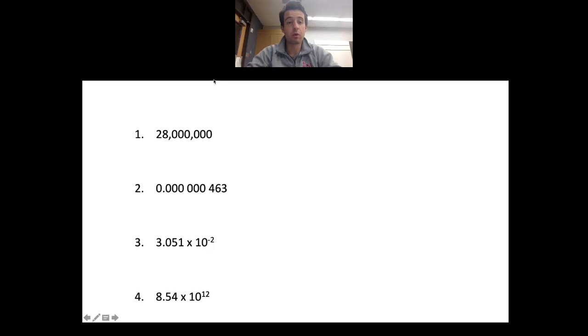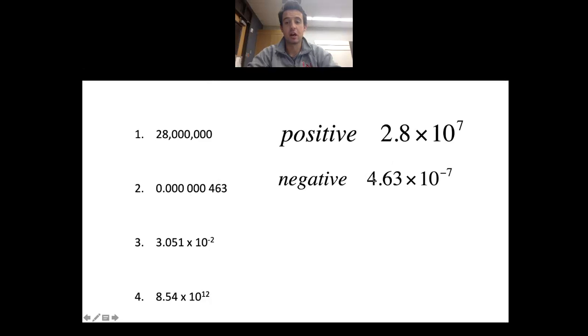Up next, what I want you to do is take these numbers, and for the first two, which are in standard notation, convert them into scientific notation, and for the last two, which are in scientific notation, convert those into standard notation. Great, hopefully you did it. For the first one, it's 2.8 times 10 to the 7th. For the second one, we're going to move it over 3, and then another 3, and then one more. Since this is a small number, it's going to be negative, so we get 4.63 times 10 to the negative 7.